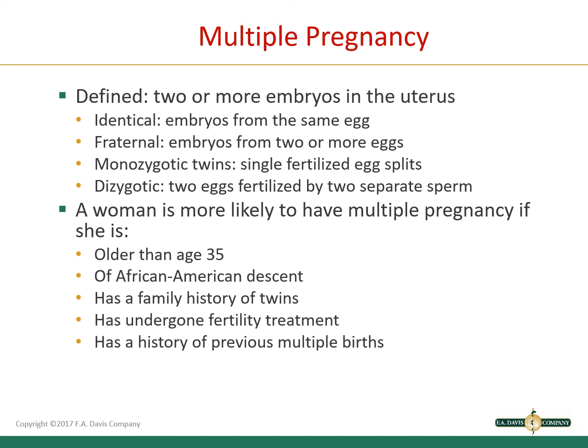A woman is more likely to have multiple pregnancies if she's older than 35, of African American descent, if you have a family history of twins, if you've undergone fertility treatments, or if she has a history of previous multiple births.